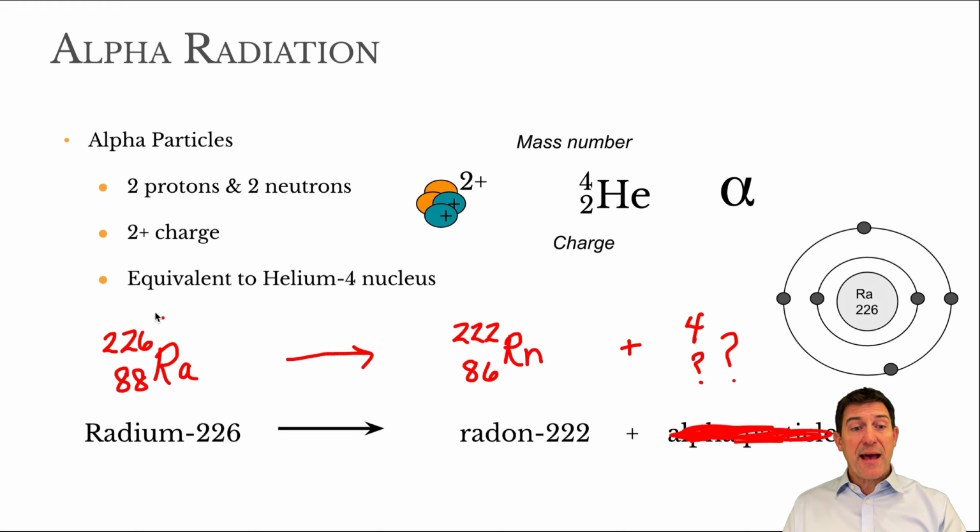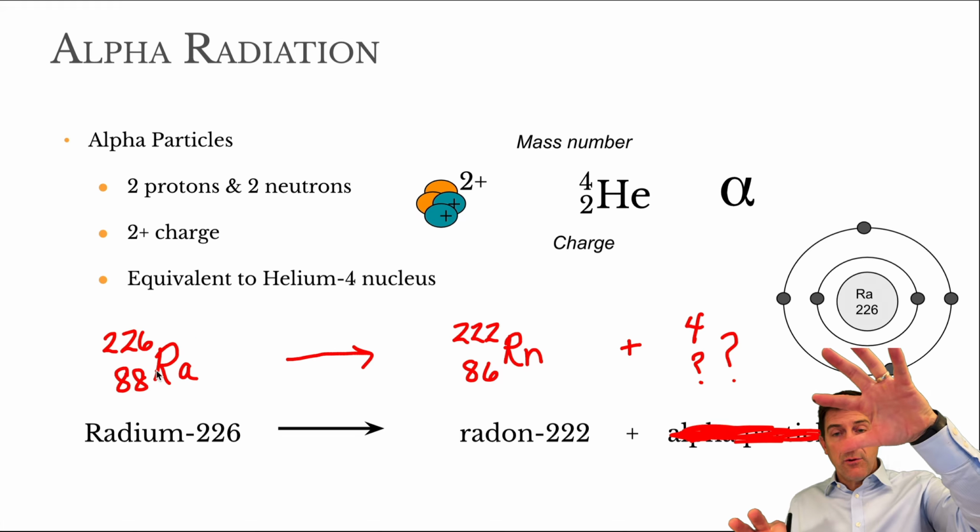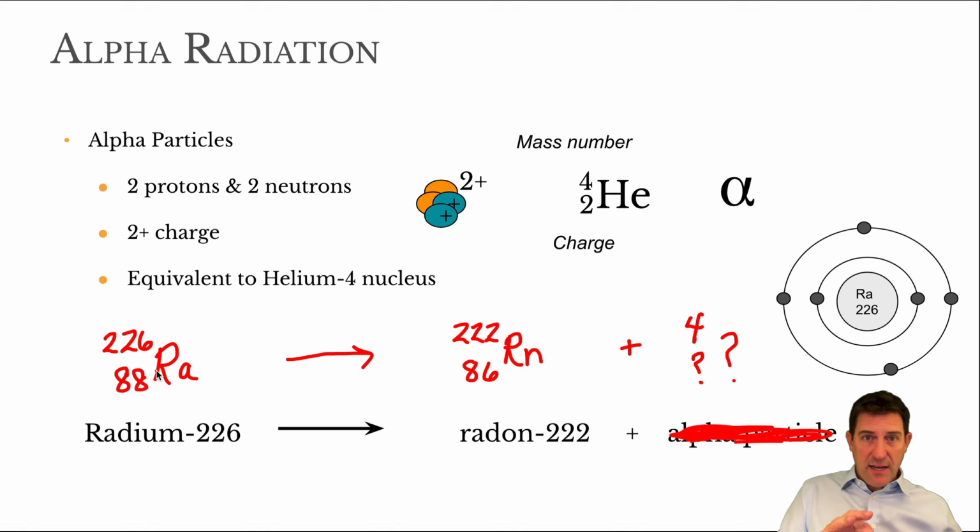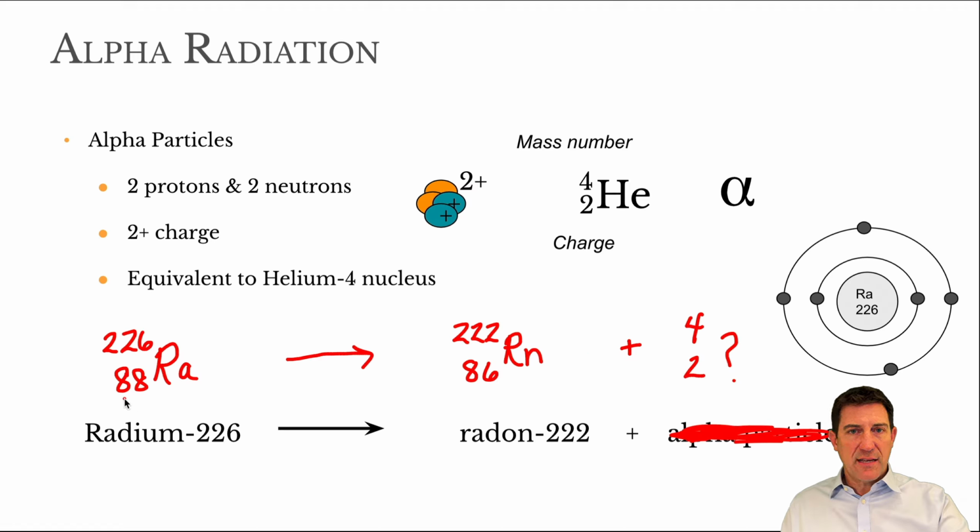Law of conservation of mass. If this thing broke up into two things, those two things together have to equal what you originally started with. So 226. 222 plus 4 was 226. Okay, well, let's look at the bottom part here. Something plus 86 equals 88. In other words, if 88 breaks apart and one of those things has 86 protons, then what? Oh, well, let's clear that out. And 2 plus 86 is 88.